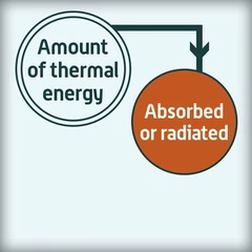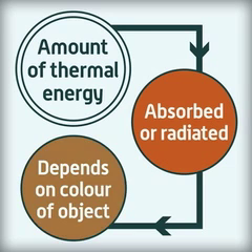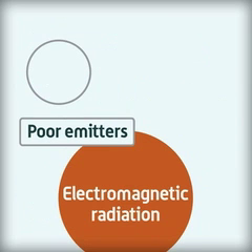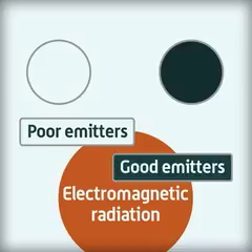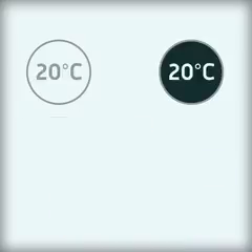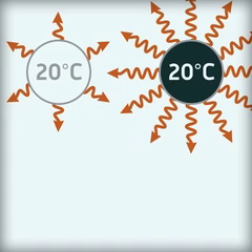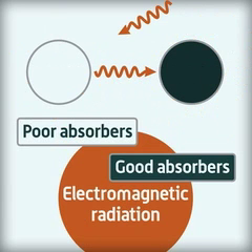The amount of thermal energy absorbed or radiated as electromagnetic waves by an object depends not just on the temperature of the object, but also on the object's colour. Objects painted white are poor emitters of electromagnetic radiation, and black painted objects are good emitters of electromagnetic radiation. Two identical objects, both at the same temperature but one painted white and one painted black, will emit different amounts of electromagnetic radiation.